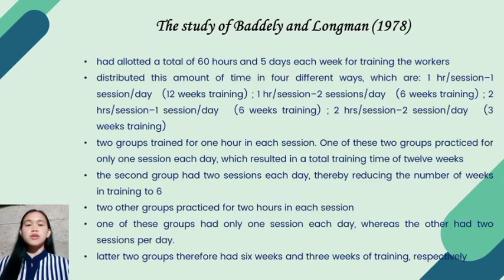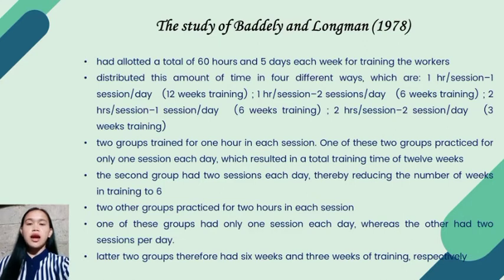And available training time could be distributed in a variety of ways in terms of number of training sessions. The researchers, sila duha, they distributed this amount of time in 4 different ways, which are 1 hour or 1 session, to 1 session or one session a day, and it should vary in 12 weeks training. And then second is 1 hour or 1 session to 2 sessions or 2 days, and it will vary 6 weeks training. Then third is 2 hours or 2 sessions to 1 session or 1 day, which vary into 6 weeks training.